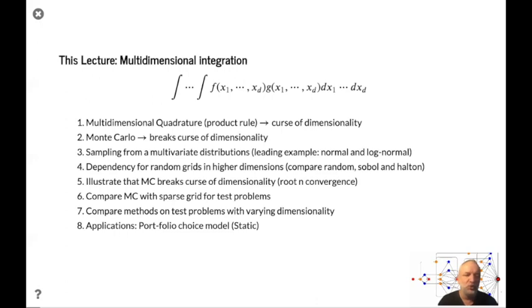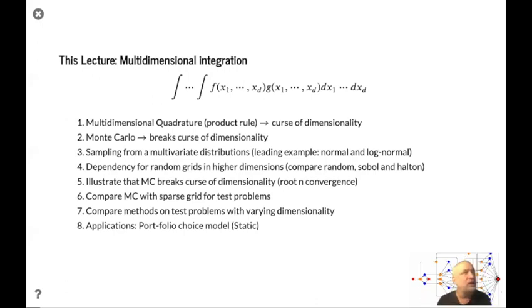And then I'll do what I can to illustrate that Monte Carlo really breaks the curse of dimensionality, illustrate that you get root-n consistency, and that rate of convergence does not even depend on the size of the integral, so in that sense it breaks the curse of dimensionality. And then I'm going to compare Monte Carlo with also sparse grids for some test problems, and generally compare the different methods that we go through for varying dimensionality.